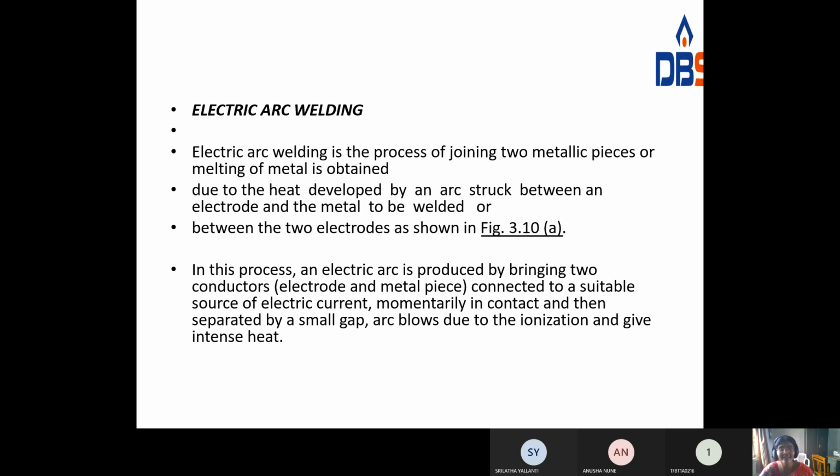Electric arc welding is the process of joining two metallic pieces, where melting of metal is obtained. Here also you join the two metallic pieces or two metals by the use of an arc, due to the heat developed by an arc between the electrode and the metals to be welded. Whenever the arc is struck between the two electrodes, due to that heat the metals will be welded. That process is nothing but electric arc welding.